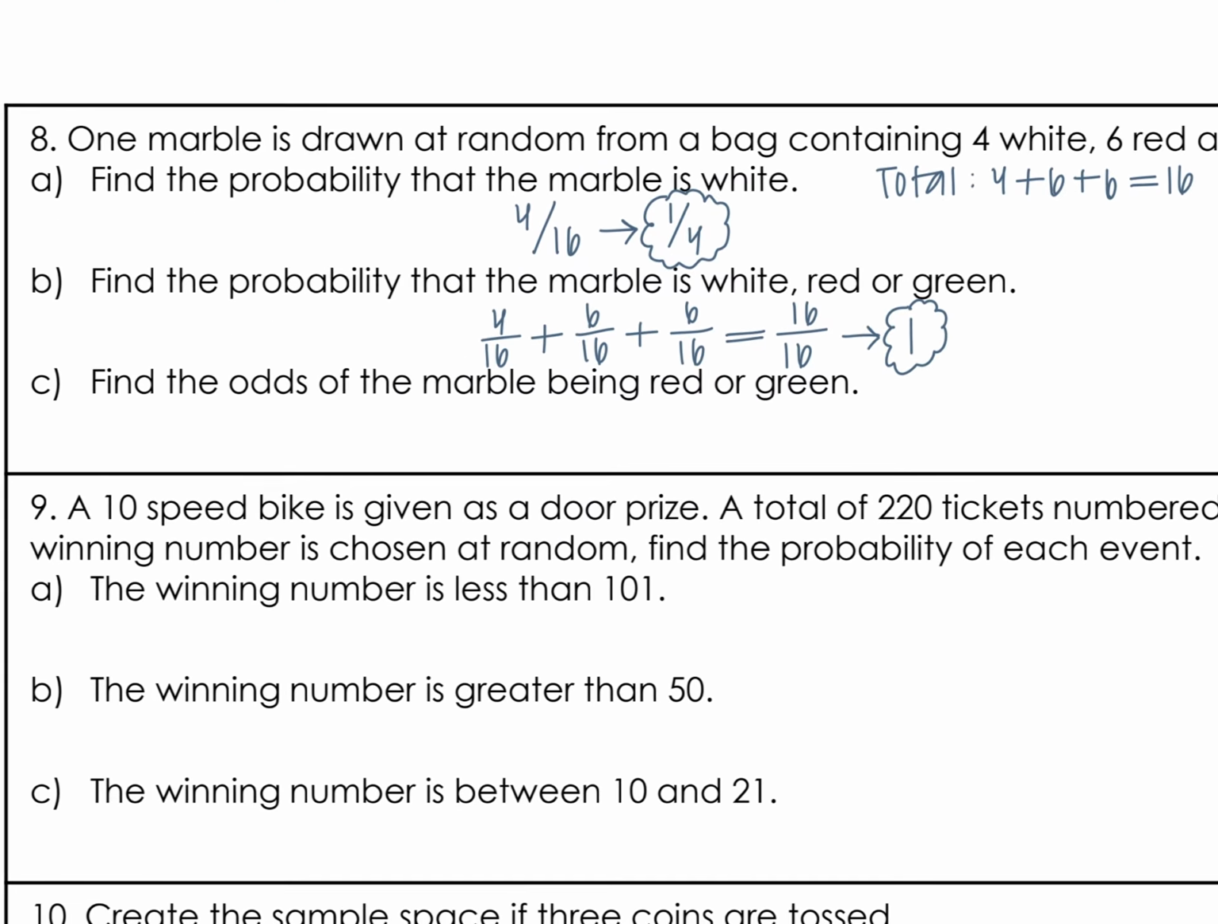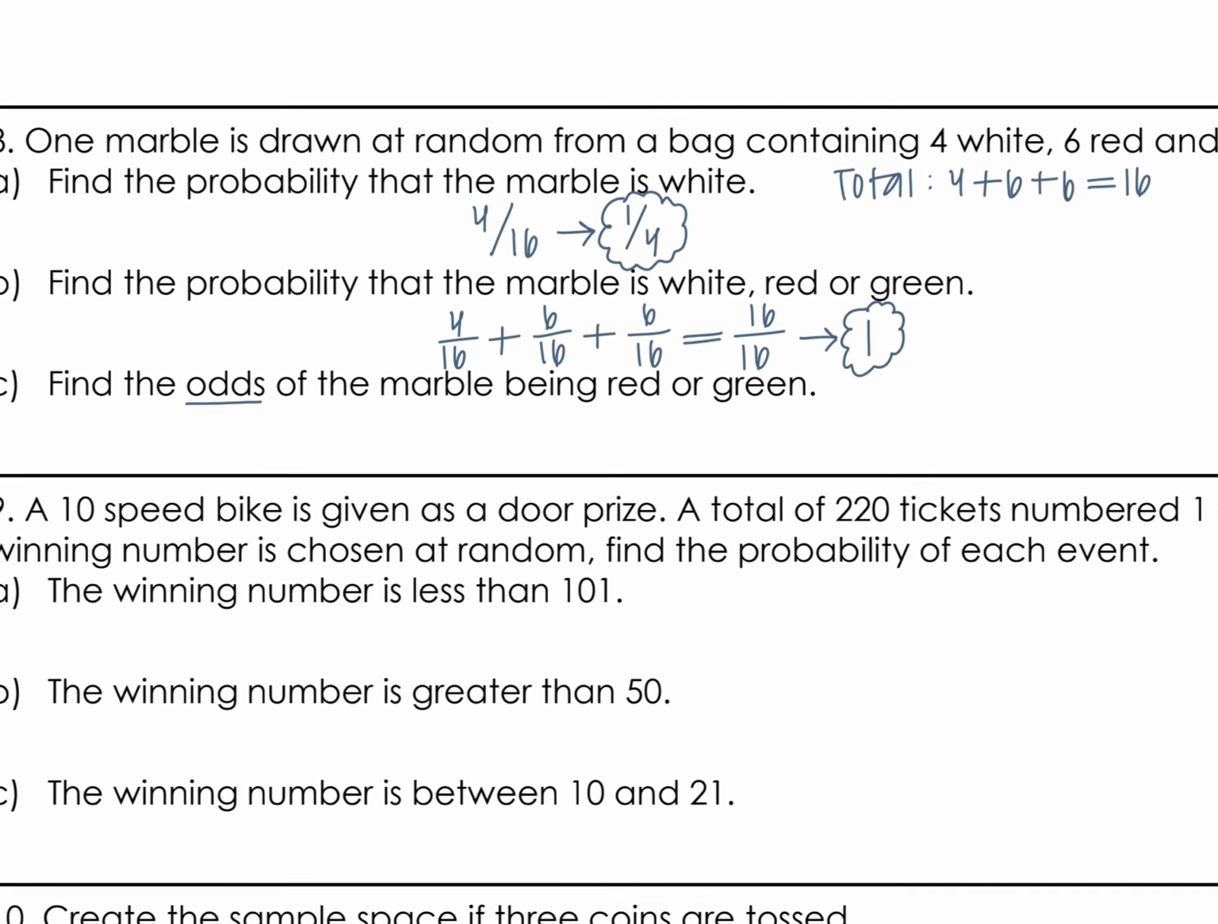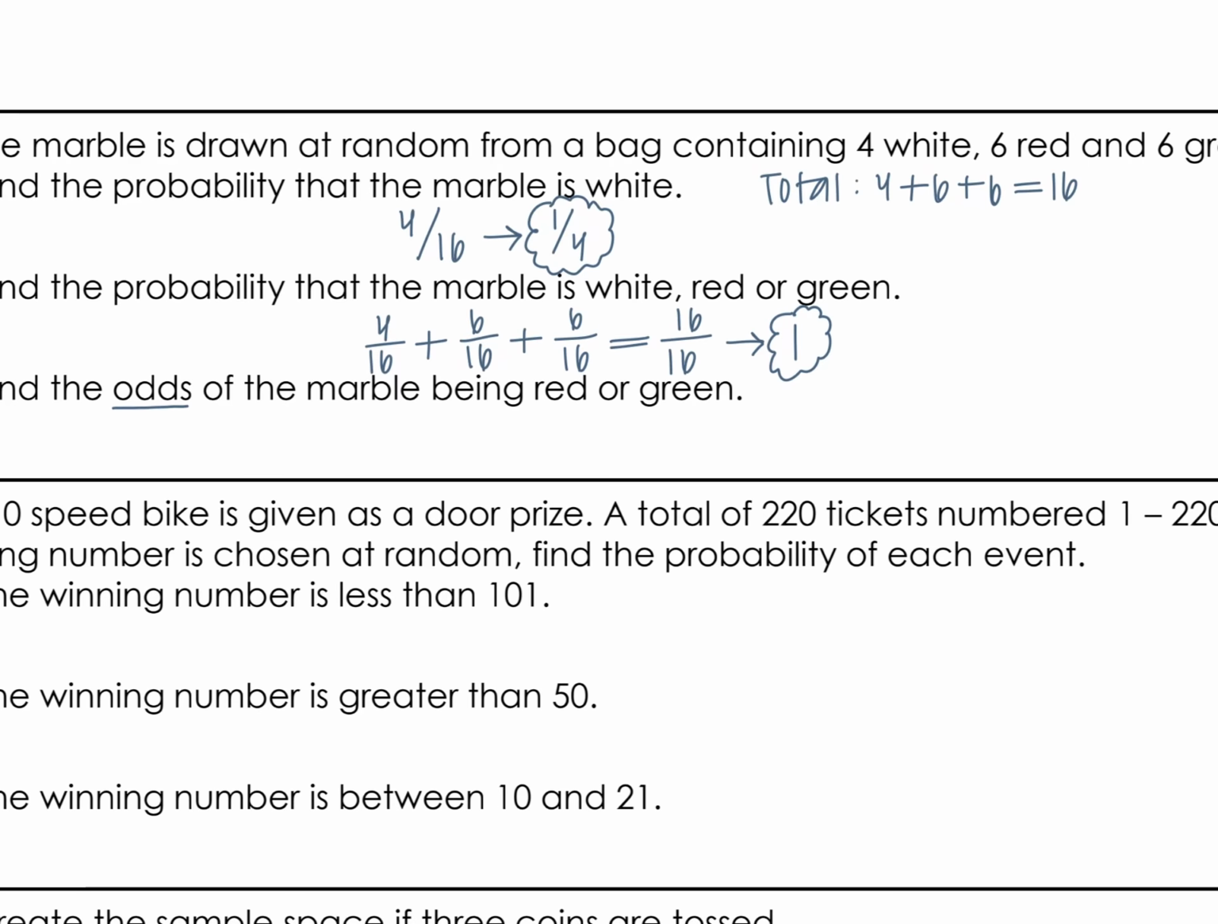All right, and moving into part C, we have find the odds. So seeing that keyword there, we know it's our success over failures of the marble being red or green. So for the marble to be red or green, we're going to add for my successes the 6 plus 6 over my failures. In order to be a failure, we would need it to be white, which is 4. So we'll have 12 over 4, which will reduce to 3 over 1.